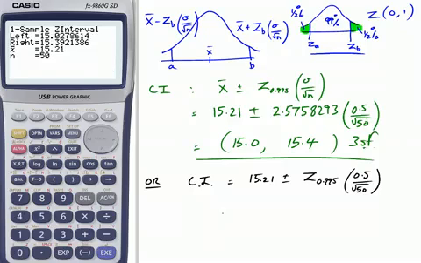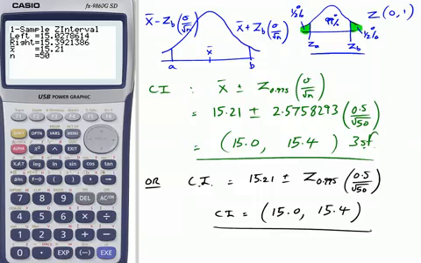It gives us a confidence interval which is 15.0 at the lower end and 15.4 at the upper end. And of course you should now see you are ready to go either way and able to calculate confidence intervals for samples where the population standard deviation is known.